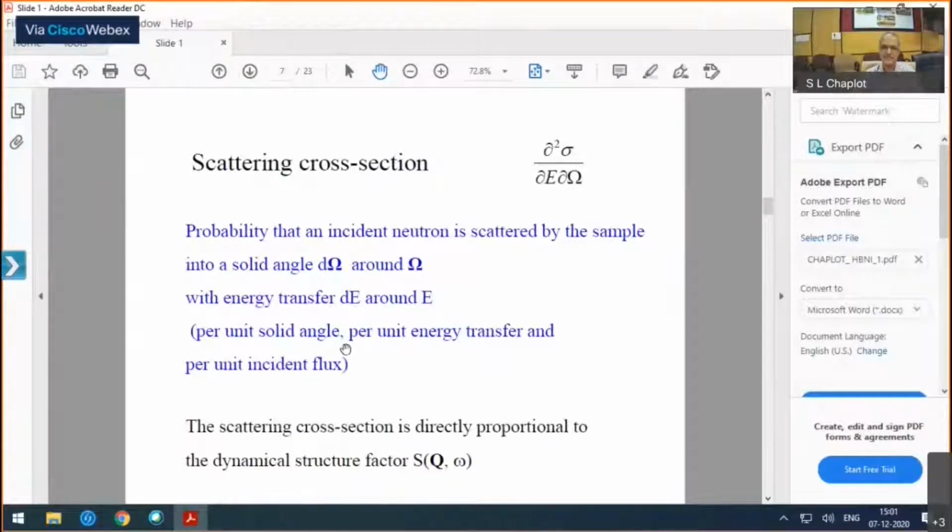This scattering cross-section is directly proportional to what we call the dynamical structure factor. The dynamical structure factor is a function of four variables: three components of the wave vector and the energy transfer. And this has essentially the information about the solid or the system that we are planning to study.